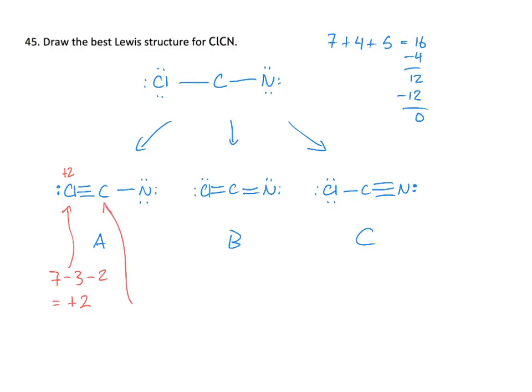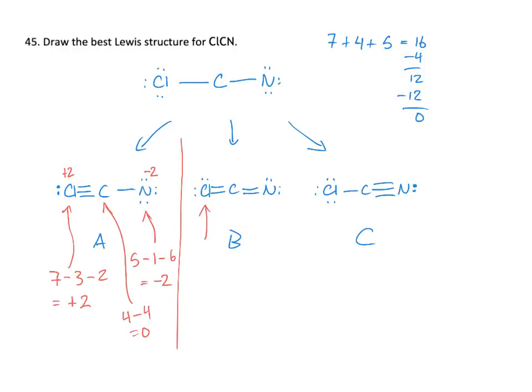The carbon has 4 valence electrons, minus 4 bonds is 0, so the carbon at least is happy in this structure. The nitrogen has 5 valence electrons, minus 1 bond, minus 6 unshared electrons, which gives us -2. So almost without even looking at the other structures, we can say that this one is probably going to be wrong because it has very high magnitude formal charges.